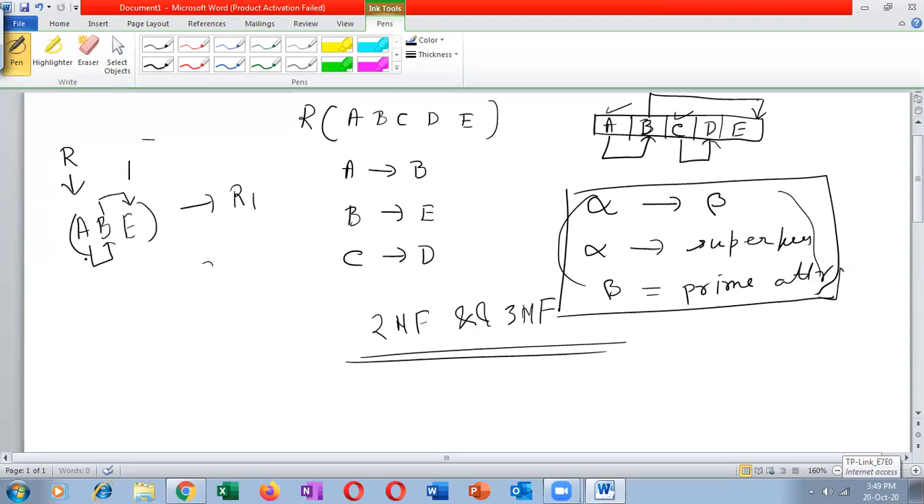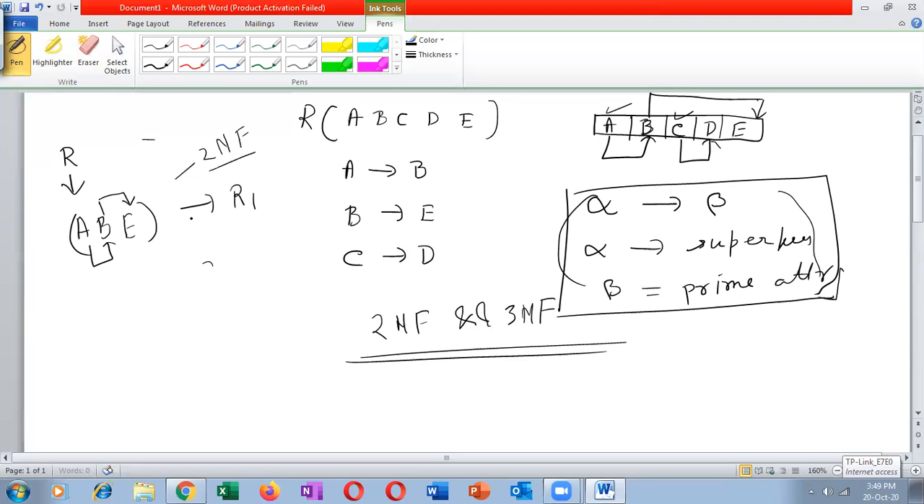Now, what is the candidate key in this schema? It is A, right? Because A to B, B to E is there. So that means A can identify B and E. So A is the candidate key. So there is no partial dependency now, right? So it is now in second normal form.